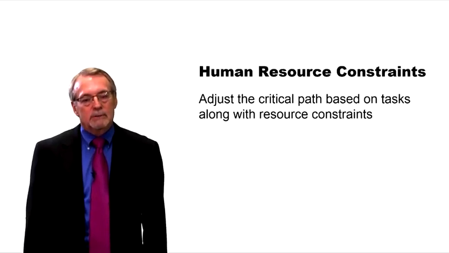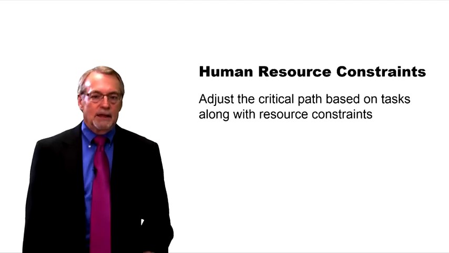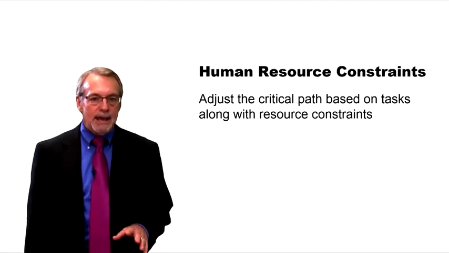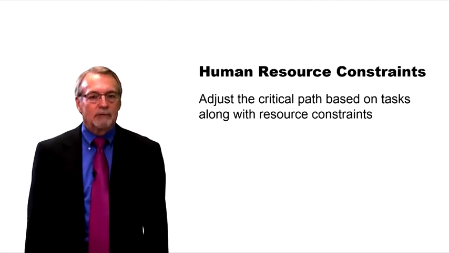Human resource constraints. We're going to first lay out our schedule. We're going to determine our critical path based on task relationships. And then we might find that because we can't get some of the people we need on the specific dates we need them, that changes our schedule. And so now, when we're finally done with the critical path, it's built on task relationships and the availability of people to do the tasks at certain times.